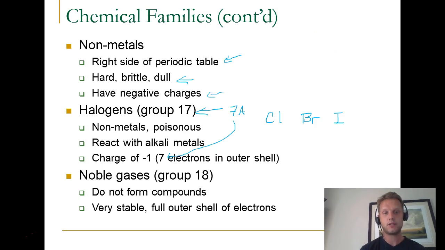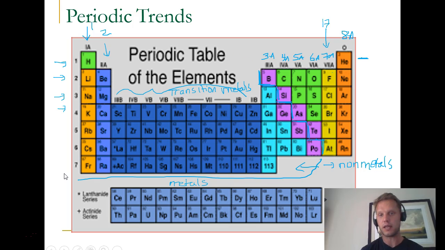So we also have another group that I'd like you to know. They're known as the noble gases, and they're group 8A. We're going to notice that they have a very stable full outer shell. So the noble gases are located right here in this group: helium, neon, argon, krypton, xenon, radon. These guys all don't react. And we're going to talk about why that is as well.